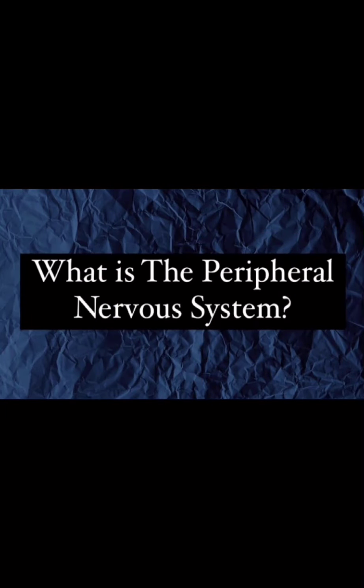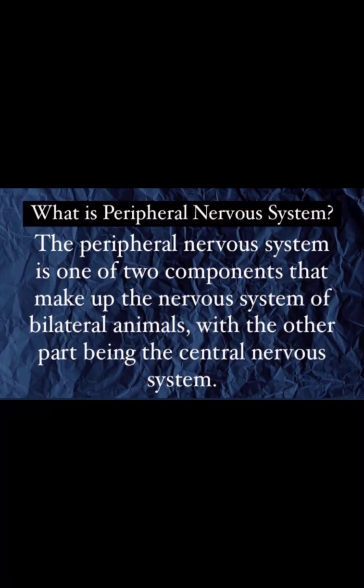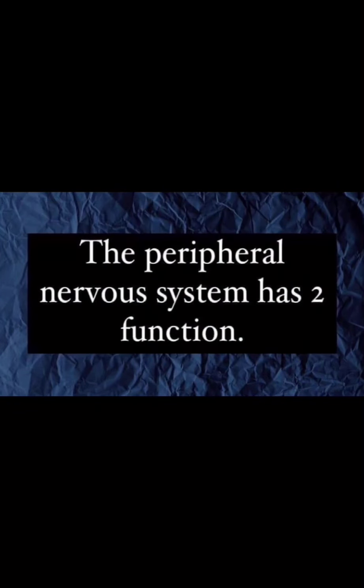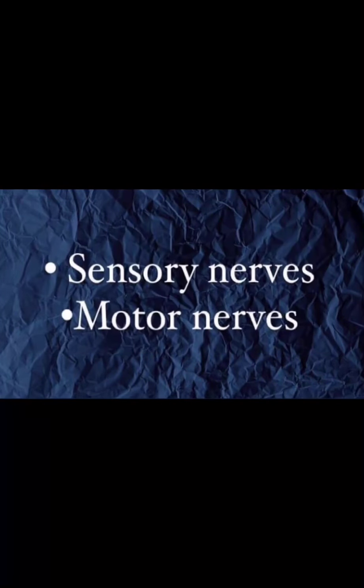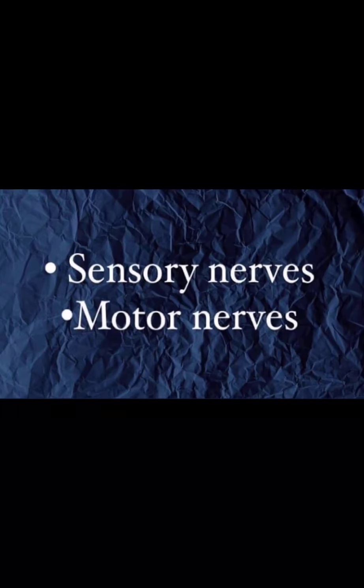And what is the peripheral nervous system? The peripheral nervous system is one of the two components that make up the nervous system of bilateral animals, with the other part being the central nervous system. The peripheral nervous system has two functions, sensory nerves and motor nerves.